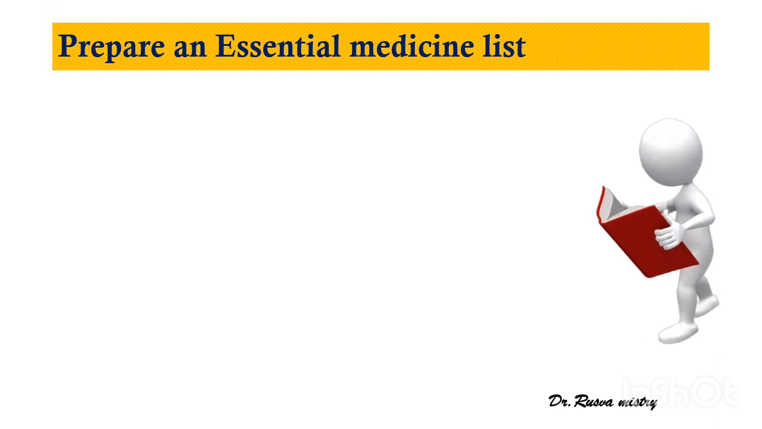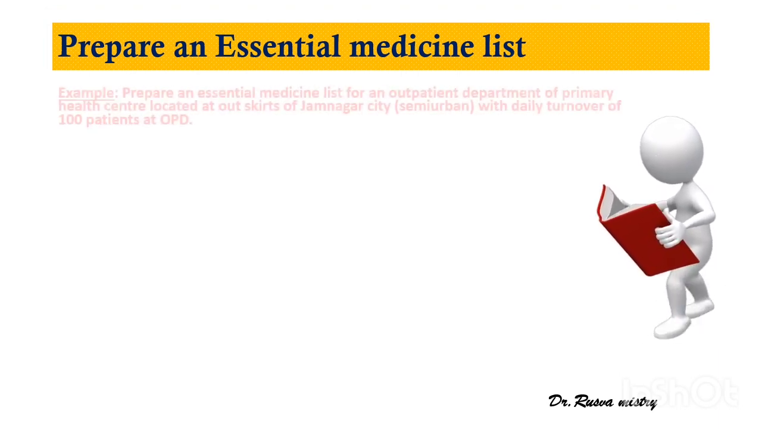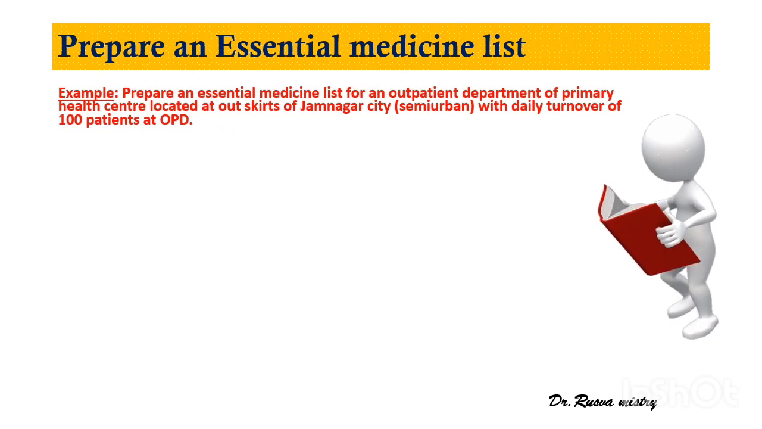Now, most important for you people is how to prepare an essential medicine list. For example, prepare an essential medicine list for an outpatient department of a primary healthcare center located at the outskirts of Jamnagar city with a daily turnover of 100 patients at OPD.